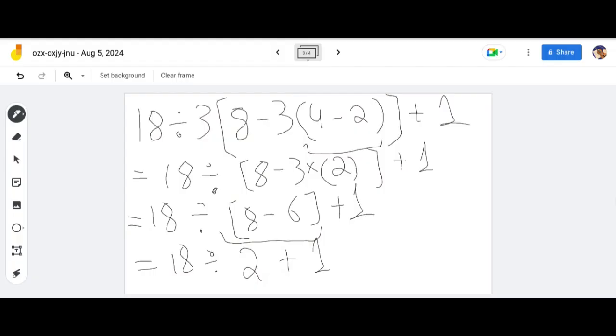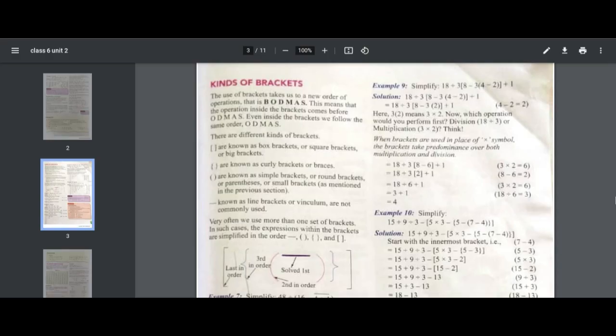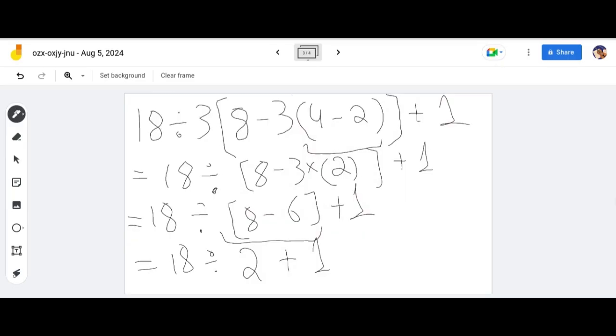Then we have to do this, the 8 minus 6. Wait. So it says it's 4. Wait, we missed the 3. Look here, I didn't write the 3 here. We made a mistake, we missed this number 3.